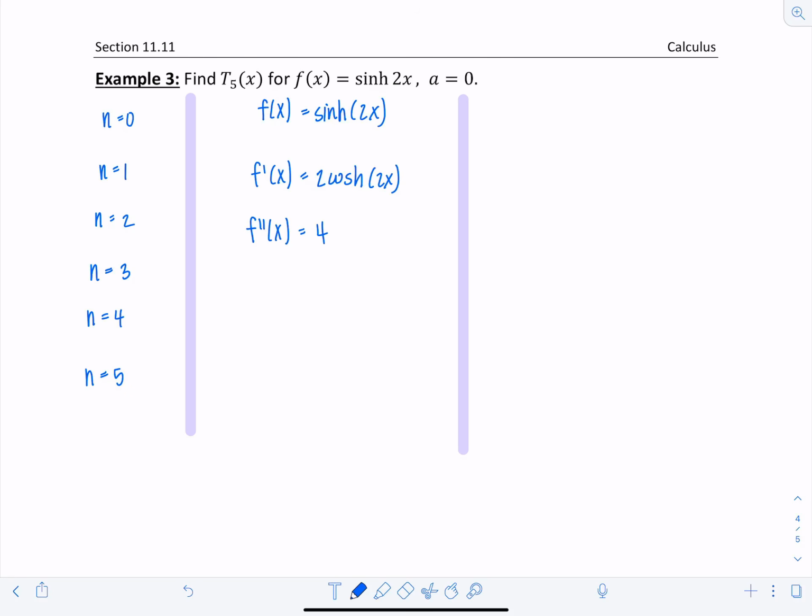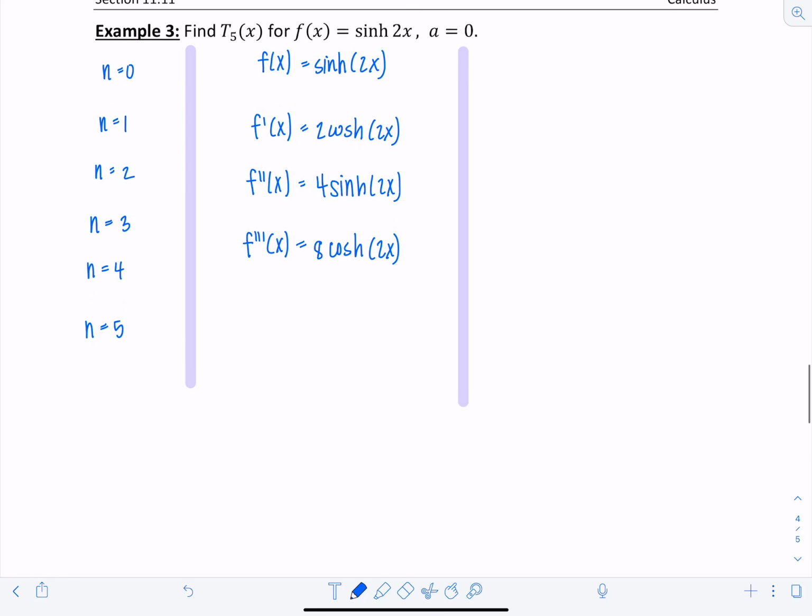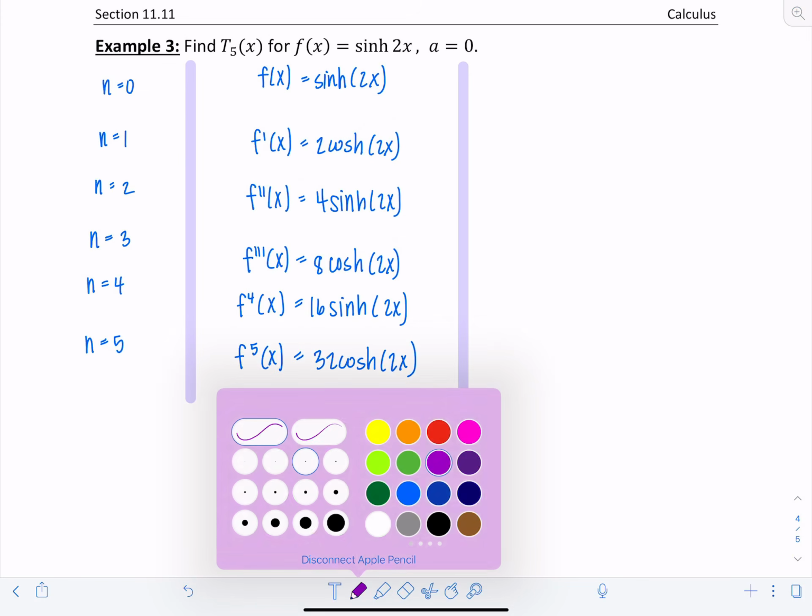So f double prime of x now, it'll be 4 sinh 2x, and then n equals 3, so f triple prime of x, let's just knock them all out, and then we'll evaluate them. 8 cos 2x, n equals 4, so the fourth derivative is 16 sinh 2x, and the fifth derivative is 32 cos 2x. So these derivatives weren't bad at all. Okay, now we're going to evaluate all of these at 0.